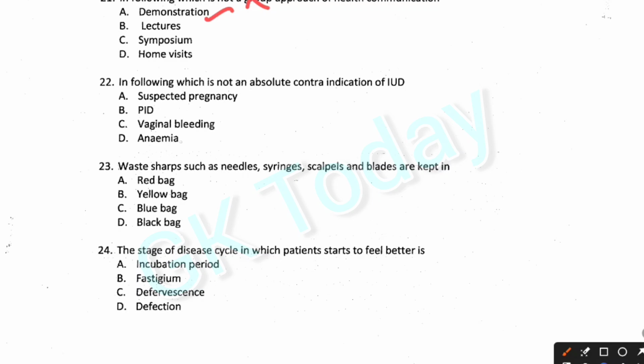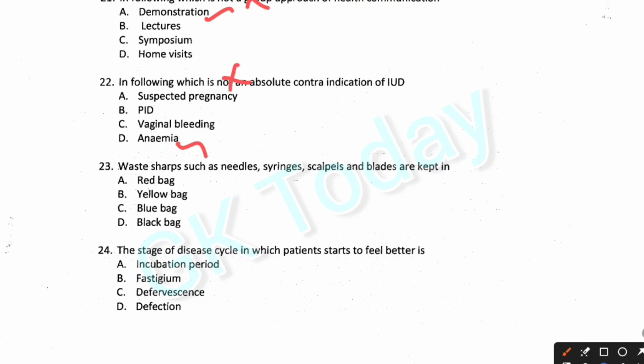Correct answer is option D, anemia. Which of the following is not an absolute contraindication of IUD? Anemia.